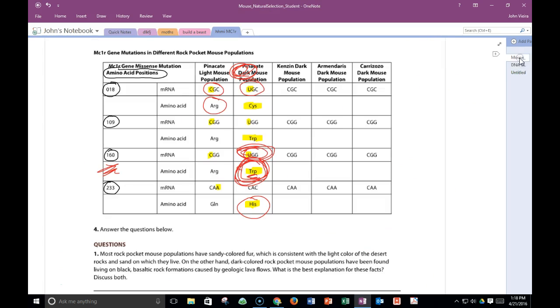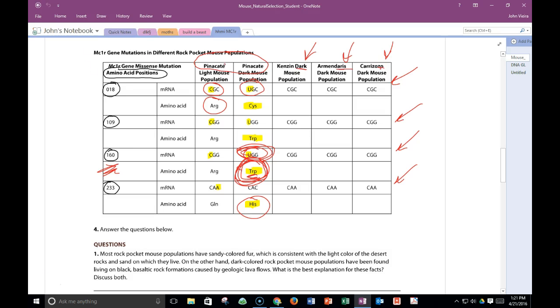So what I want you guys to do now is compare the dark mice and three other lava flows totally different to this lava flow. This lava flow was the Pinacate lava flow. Compare the DNA in those four mutations to those. So do that right now.